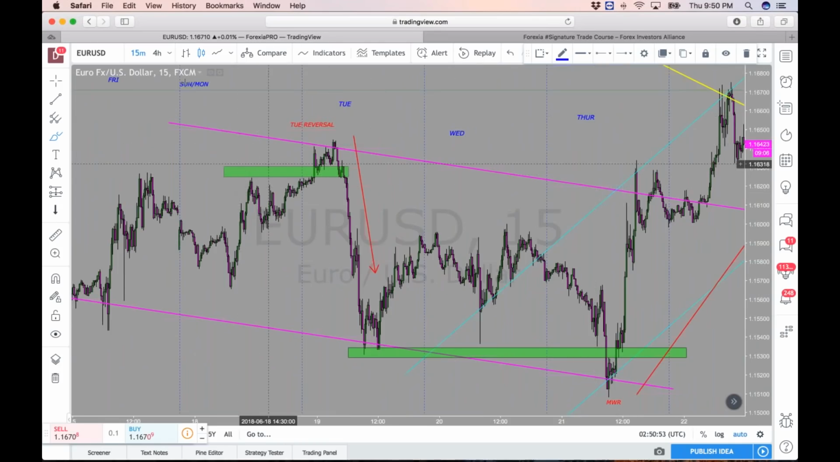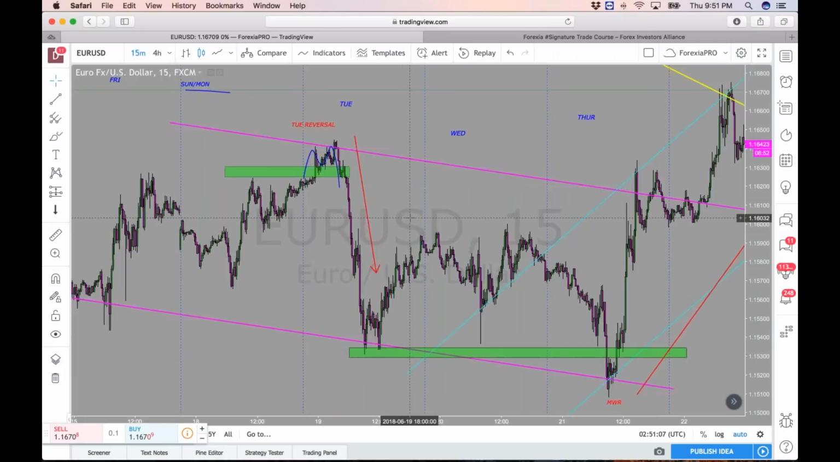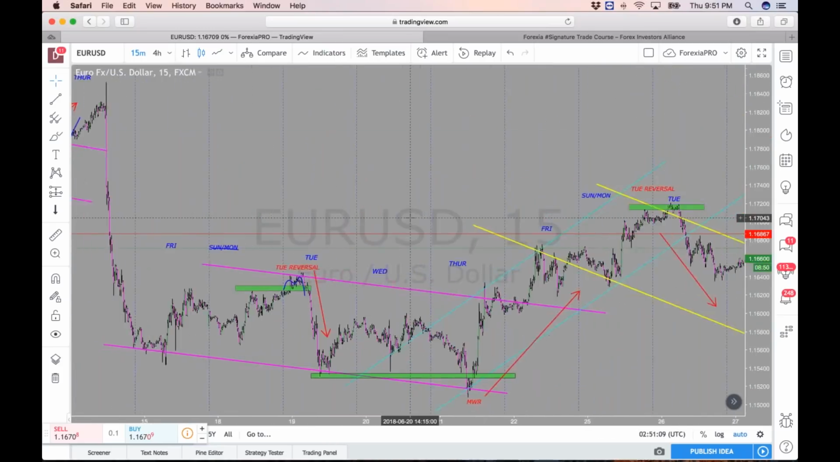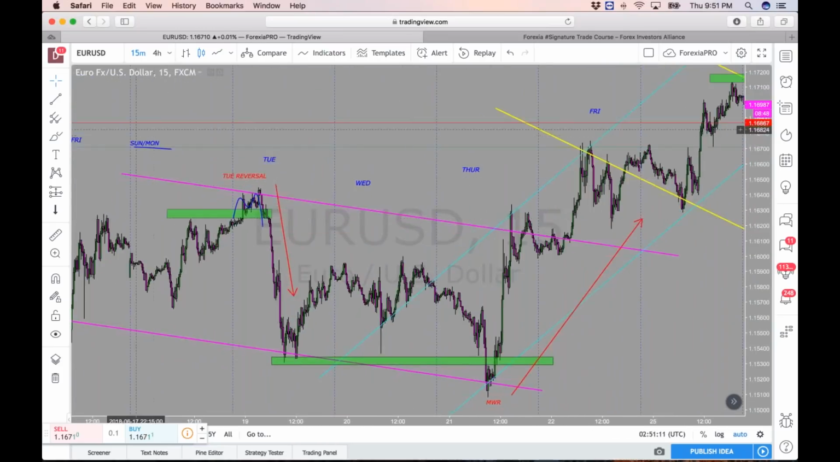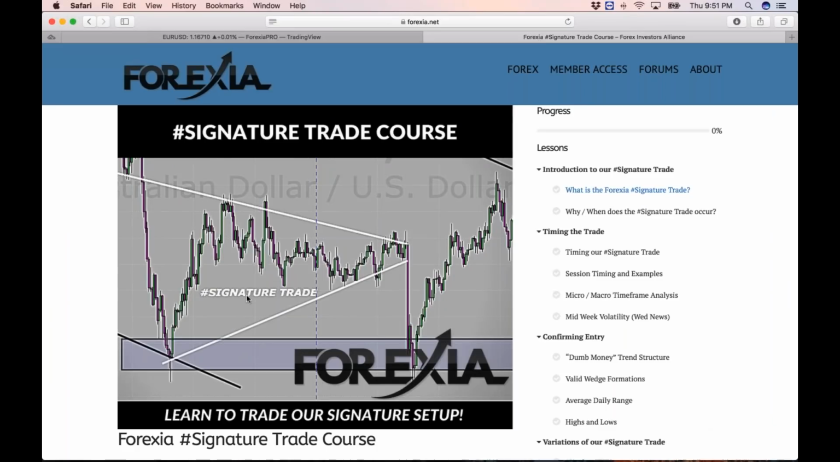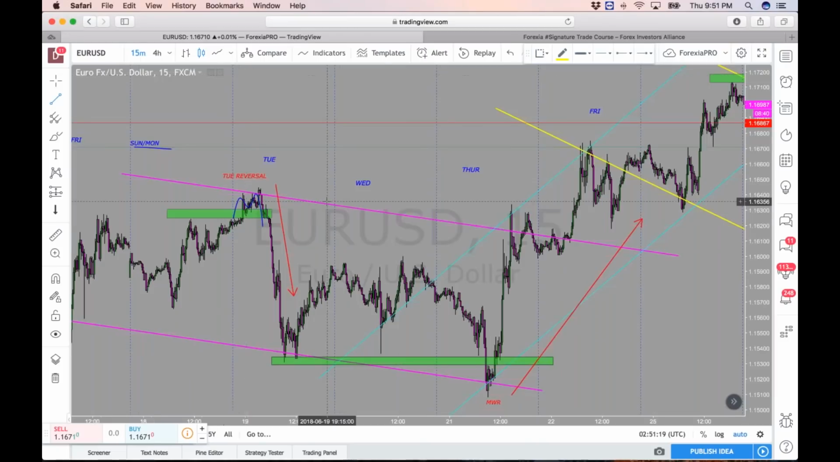All right, one more time. We have Sunday, Monday, Tuesday, reversal, M formation off of Sunday, Monday's high. This was a 100 plus pip move. I'm just showing you guys the structure. If you guys would like to learn more about confirming entry, all of that, take the course. Trust me, it's worth it.